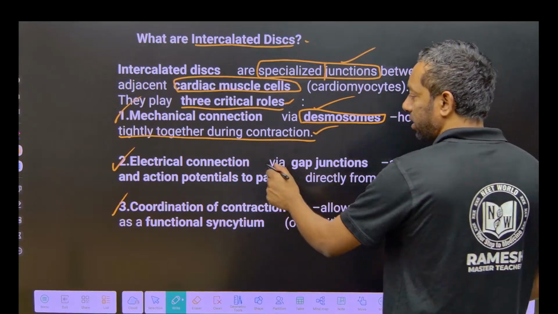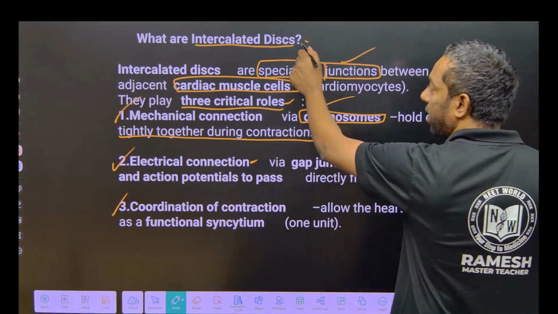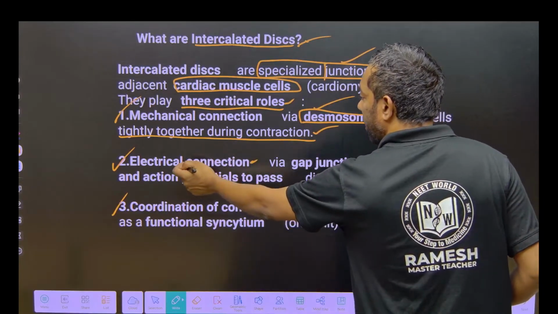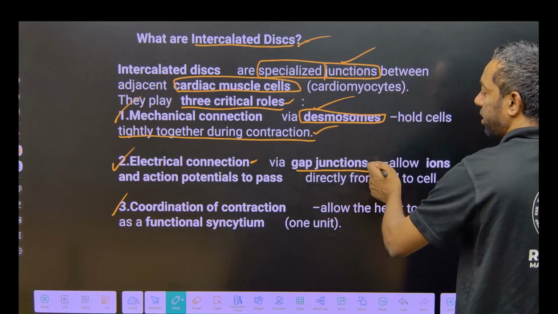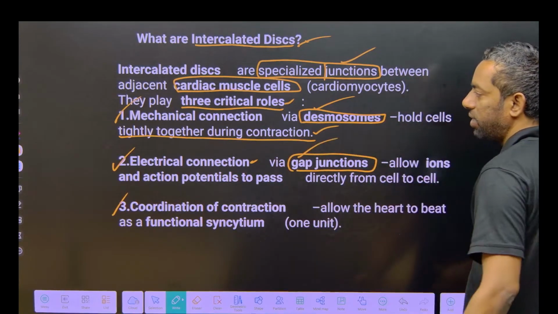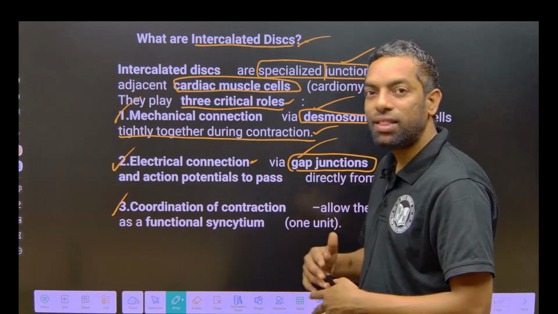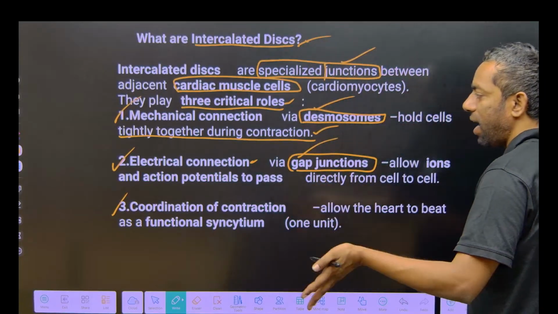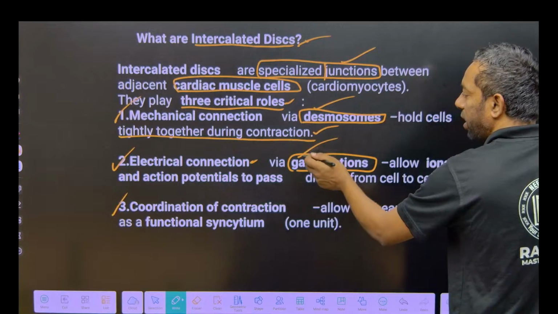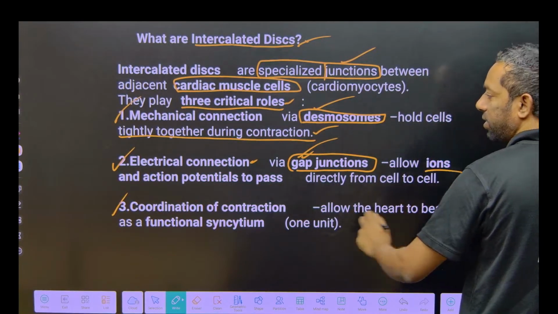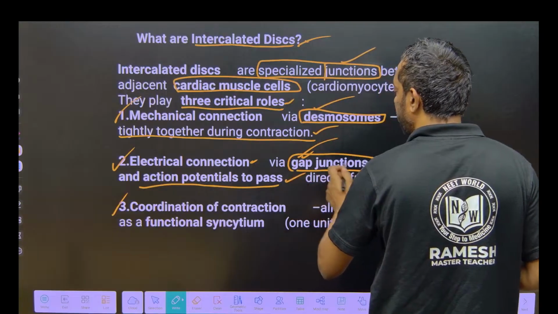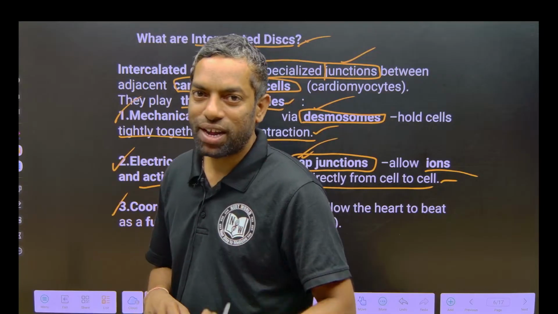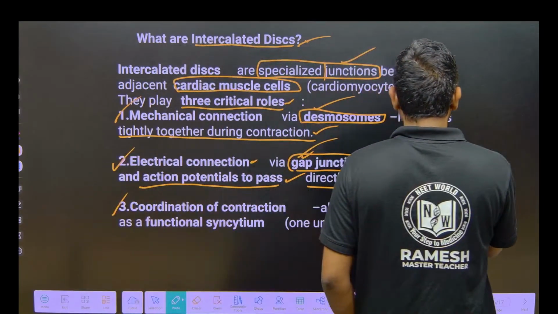And if we come to the electrical connection, where the intercalated discs are located, these are the functions, guys. The electrical connections are gap junctions. The mechanical connections are via desmosomes, which can hold the cells together. For the electrical connection, the gap junctions allow ions and the action potential to pass directly from cell to cell. Depolarization and repolarization take place in the cardiac muscle.